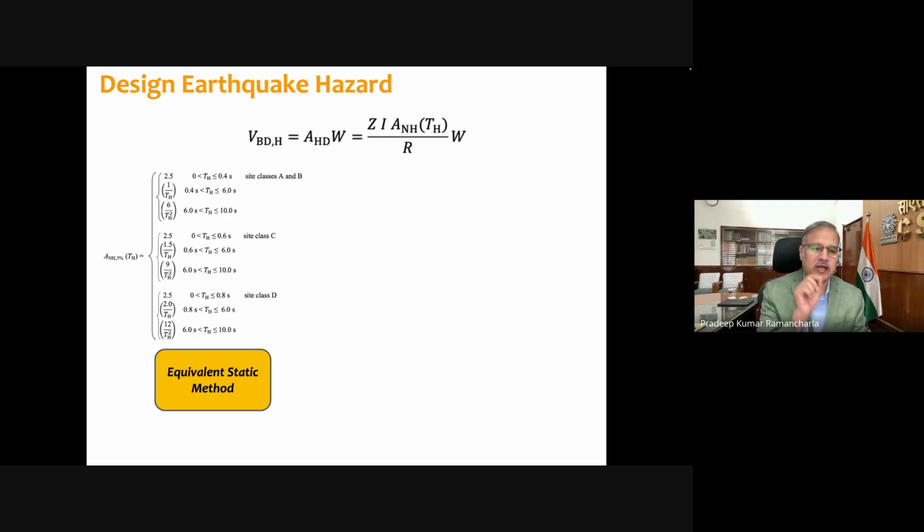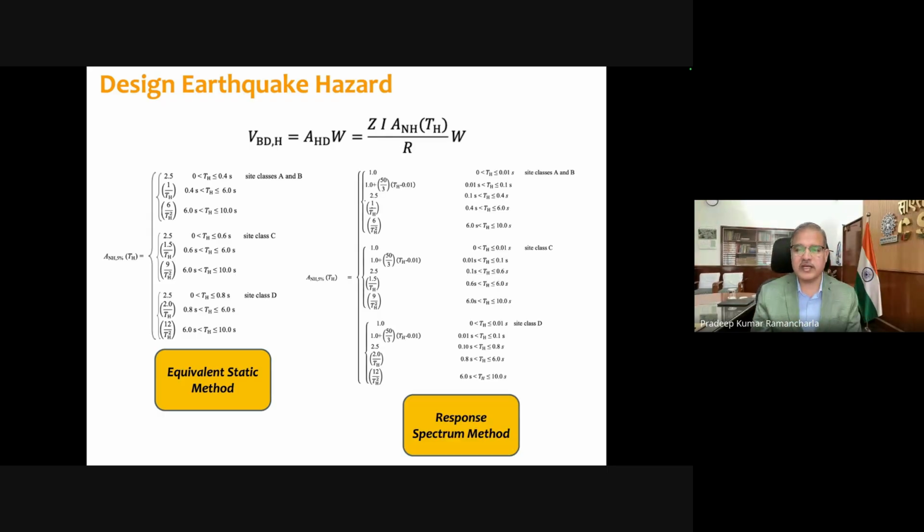So this is the acceleration coefficient value, dependent on natural period, to be used in the base shear formula. Then coming to the response spectrum method, which is a dynamic method. These values are given for site classes A and B. So if you are doing dynamic analysis, that is response spectrum analysis, the values are given.